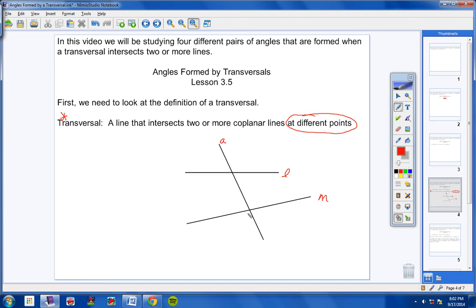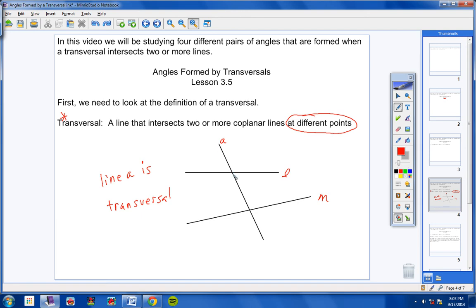Students, please copy this in your notes. I think it'd be really wise to have a picture of what a transversal is, okay? In this diagram here, line A is a transversal because it is a line that is intersecting 2 or more lines at different points. For example, if you had 2 lines like this, and the third line intersected both lines here at the same point, that's not going to be a transversal, okay? A transversal is a line that intersects 2 or more other lines at different points.